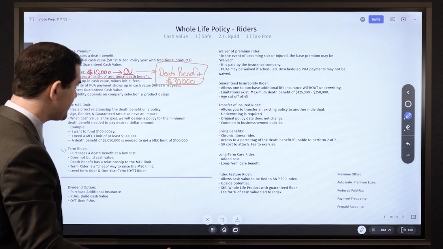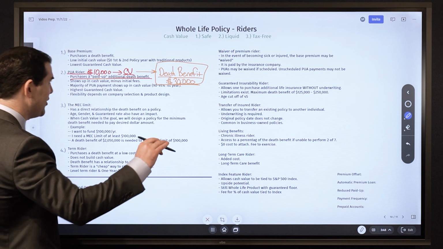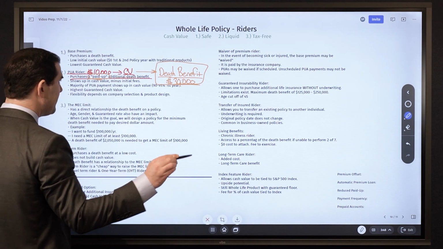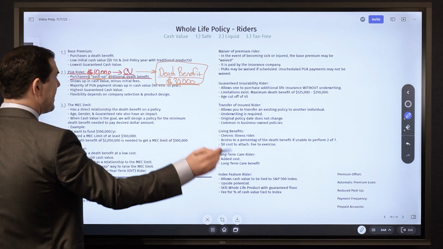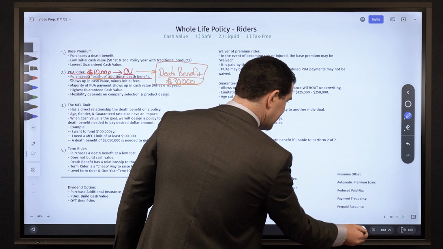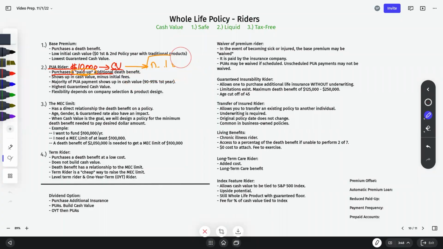Why I add that is because we'll still get the comment there, well, I don't care about the death benefit, I want the cash value. With that option, the one I just mentioned where it purchases you paid up additional death benefit, that still maximizes the cash value. So PUA payments, what they do here is always maximize the cash value. So let's put this in blue. So PUA payments will show up in cash value immediately minus whatever the initial fees are.